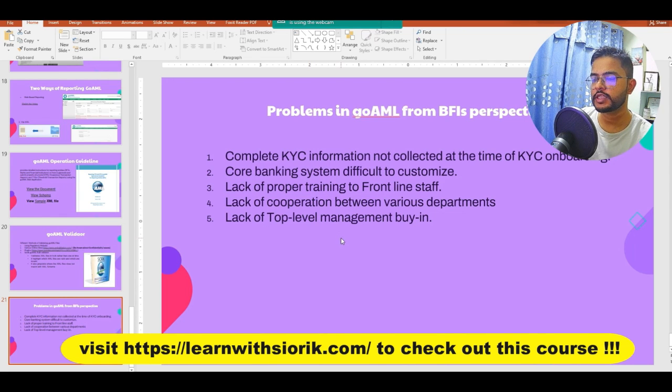Finally, we'll discuss various types of problems that are faced by banking and financial institutions while implementing goAML. And if you are a professional belonging to a country in which goAML is just about to be introduced, then if you are aware of these issues beforehand, you can make preparation timely. So there are a lot of things that we are going to learn in this course.